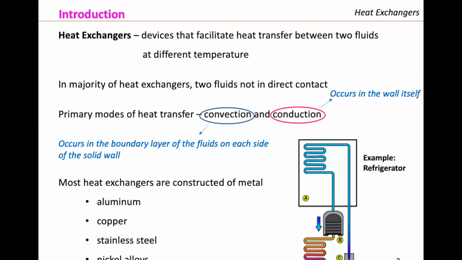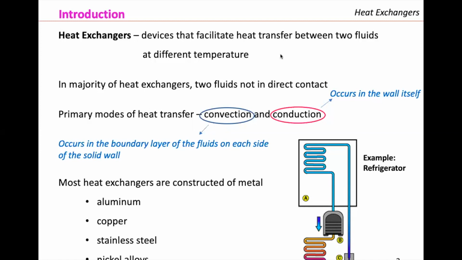First of all, we need to go through the definition, and heat exchangers are devices that facilitate the heat transfer between two fluids at different temperature. And in the majority of the heat exchangers, the two fluids are not in direct contact. What are the main modes of heat transfer in a heat exchanger? Well, we have two main modes of heat transfer in a heat exchanger.